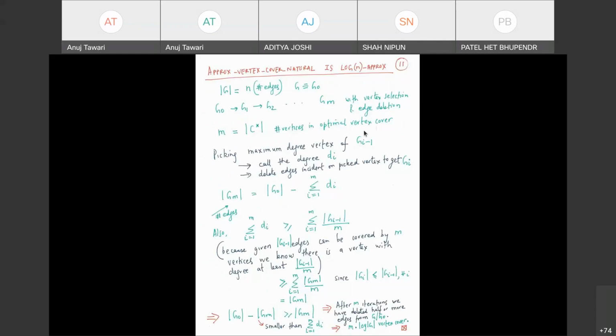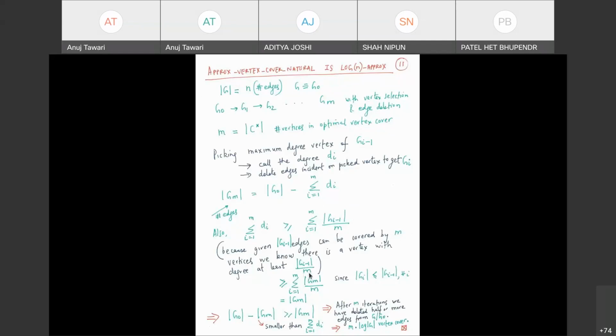And then what can you say about this? Because all these edges can still be covered by these m vertices, right? So there are these m vertices which are covering these G_{i-1} edges. Okay, and then you can apply the pigeonhole principle: if there are m vertices which are covering G_{i-1} edges, that means there is some vertex which is covering at least G_{i-1} divided by m edges.